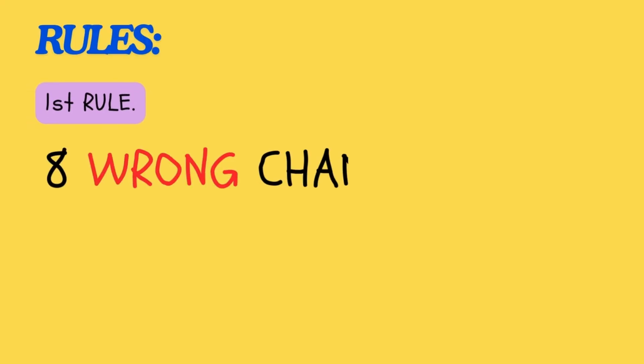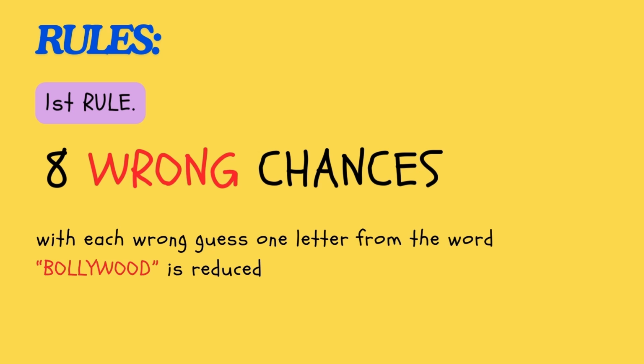Basically, you have to guess the name of the movie and you have the famous dialogue of the movie as your hint. Now, the rules are: the first rule, you have a total of 8 wrong chances to guess the movie. So, if you choose the letter N and the letter N is not present in the movie name, your one chance is reduced. With each wrong guess, a letter from the word Bollywood is reduced, so you can check how many chances are left with you.